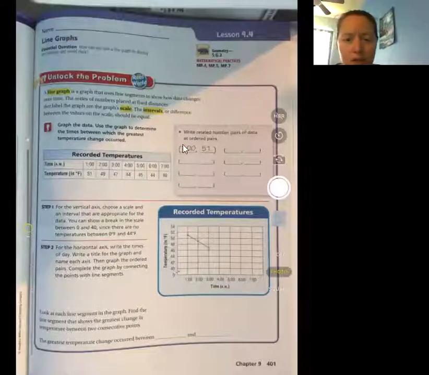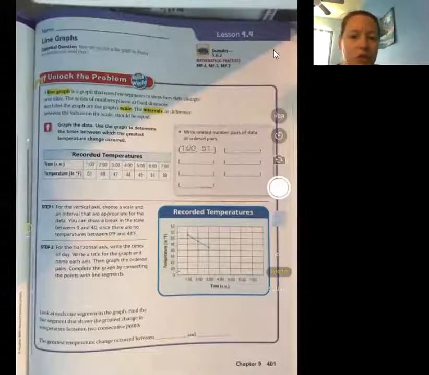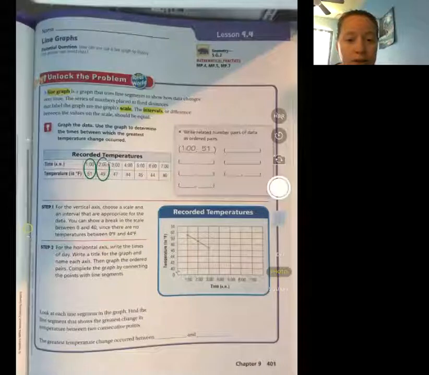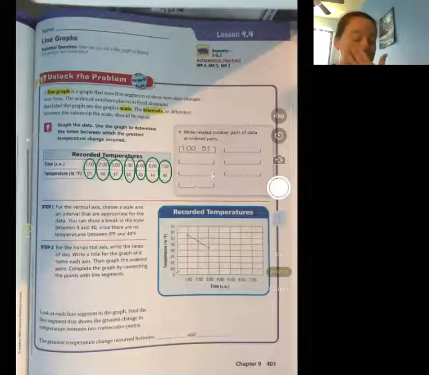All right, so over here, graph the data, use the graph to determine the times during which the greatest temperature change occurred. So first off, we have at 1 o'clock, it was 51 degrees. 2 o'clock, 49 degrees. 3 o'clock, 47 degrees. 4 o'clock, 44 degrees. 5 o'clock, 45 degrees. 6 o'clock, 44 degrees, and 7 o'clock, 46 degrees. So let's go write that over here.